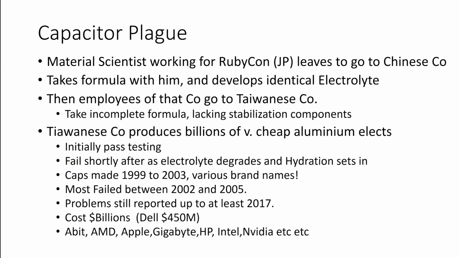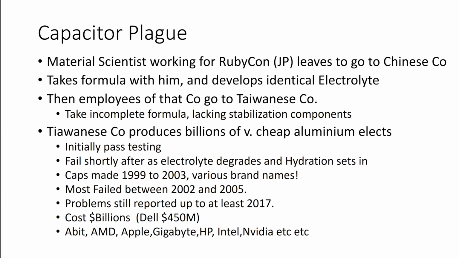And the company that managed it was a Japanese company called Rubicon, and he left to go to a Chinese company. Now, there's a number of Chinese and Taiwanese companies that are mentioned in this slide, and I'm just going to call them Chinese company and Taiwanese company because I wouldn't insult anybody that's listening to this by trying to pronounce or even to write the names of these companies. They're really, really complex.